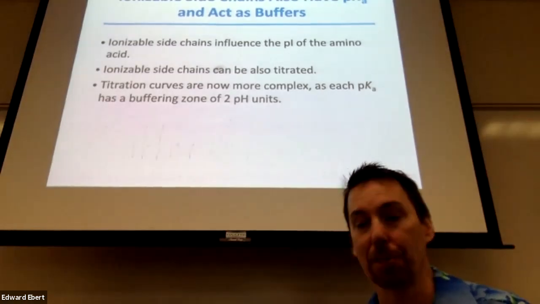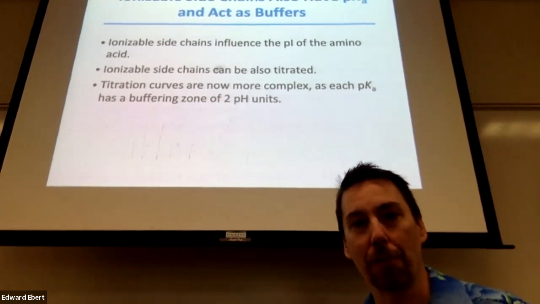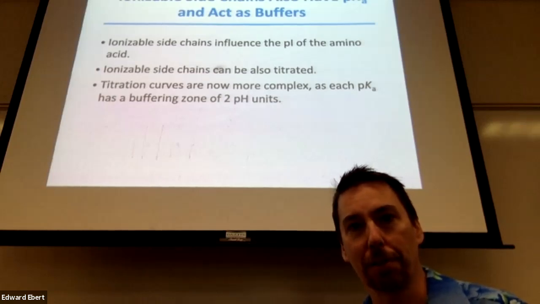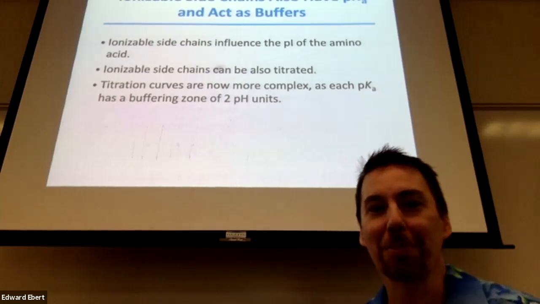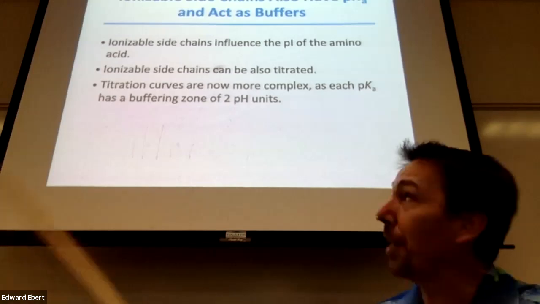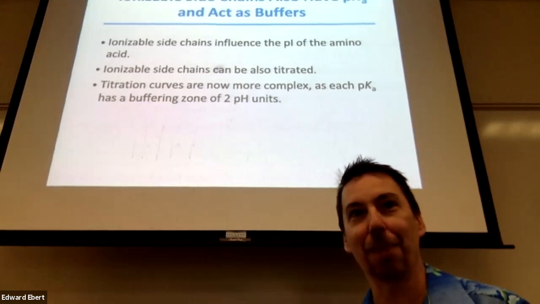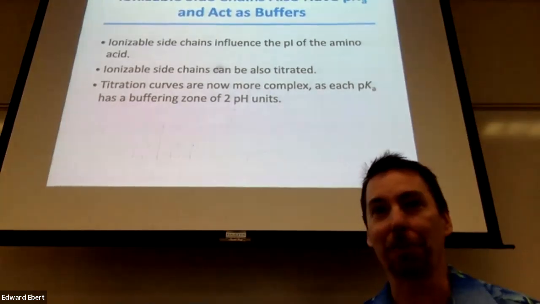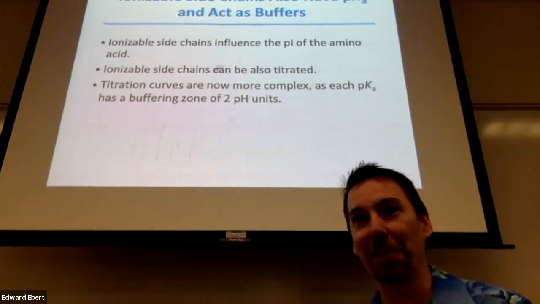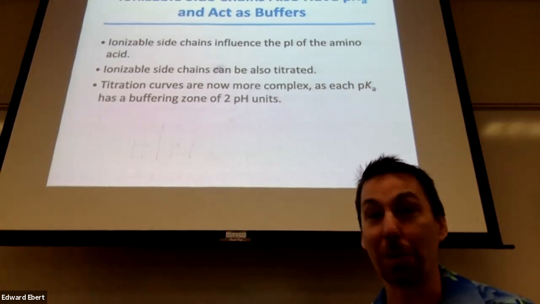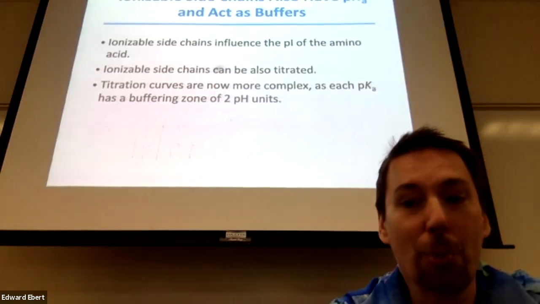I believe in the text there's a nice little chart of the pKa values for every amino acid. I usually just type it into Google real fast and pull up a chart. They don't always agree with each other, but they're always really close. Our ionizable side chains will influence the isoelectric point as well, because now we've got three things to balance. For glycine, we're just juggling two balls. For asparagine, we throw a third one in there. We've got to keep that balanced. So we can titrate those. We'll see that maybe in lab. The titration now gets a little bit more complex.